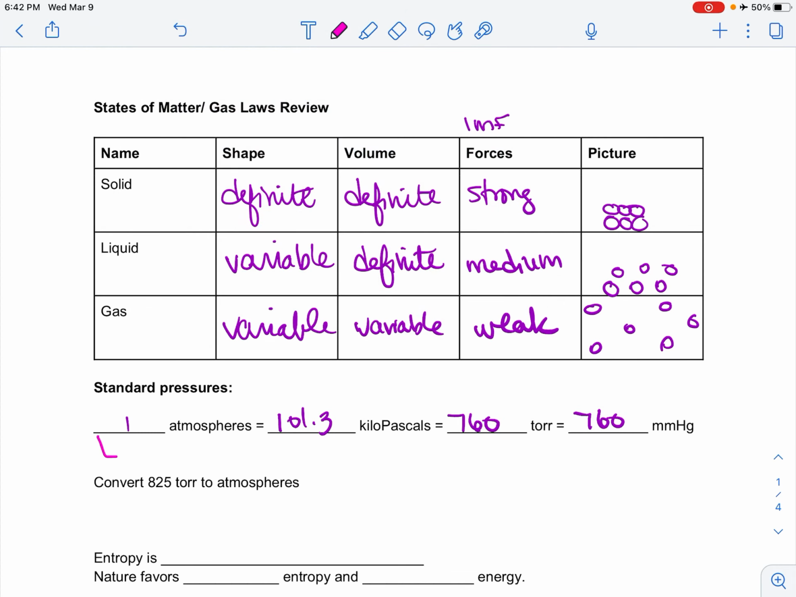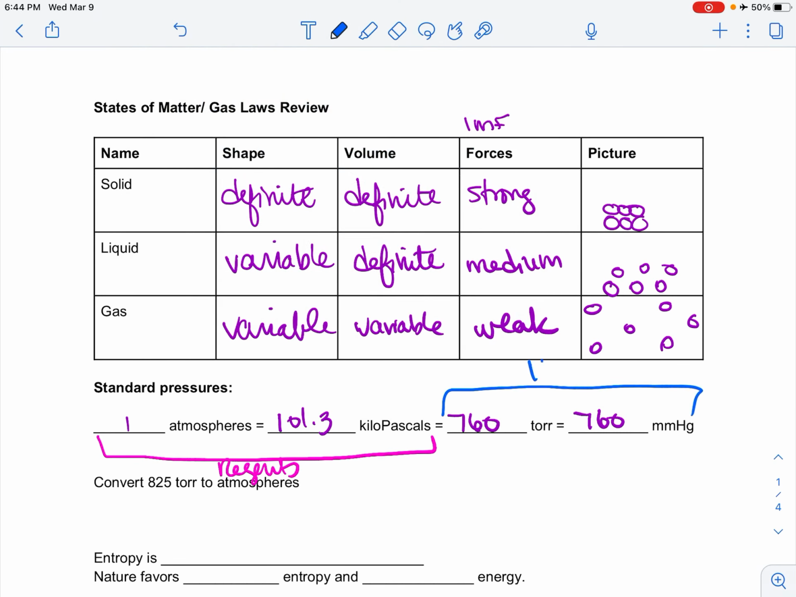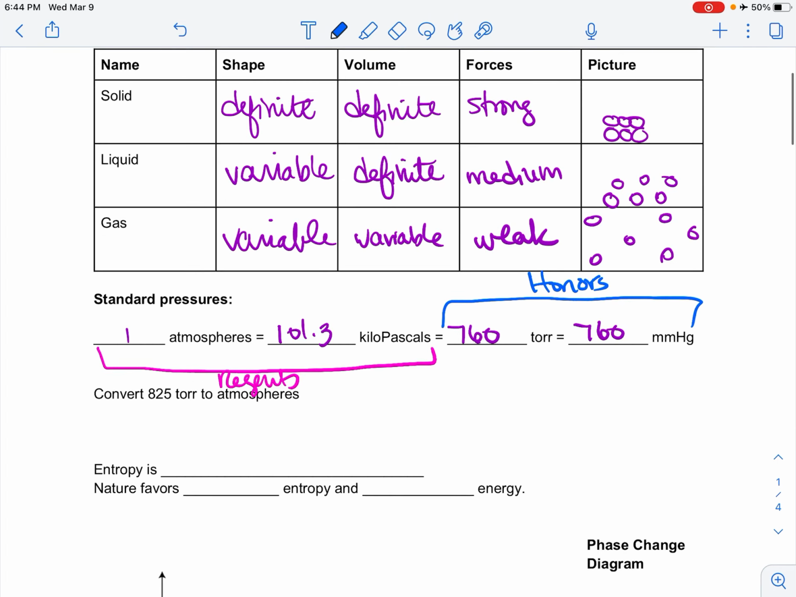So these are on the Regents, and these are honors only. So not on the Regents, just for my honor students. So if you ever need to convert pressures, always, you're given multiplied by what you seek over what you know.